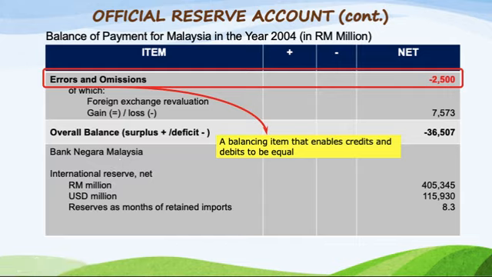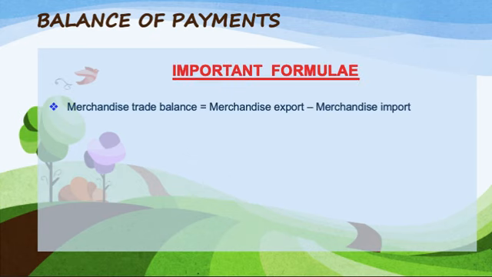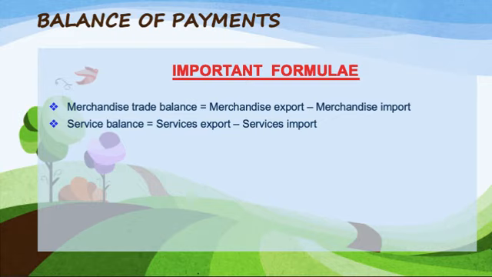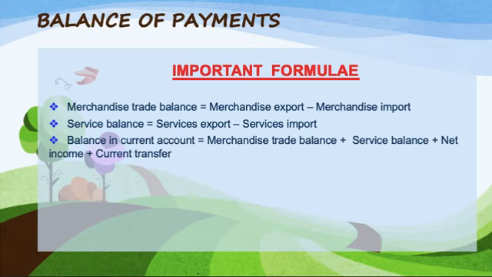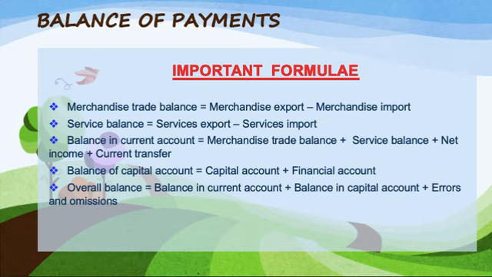Alright. This is the summary for the formula. How to get merchandise trade balance: merchandise export minus import, service balance pun export minus import. You have to always remember that it is export minus import. Balance in current account, maksudnya kita tambahkan trade balance plus service balance plus net income plus current transfer. Balance of capital account, capital plus financial account. Untuk overall balance, kita tambahkan semualah balance in current account plus capital account plus errors and omission. So you will get overall balance.